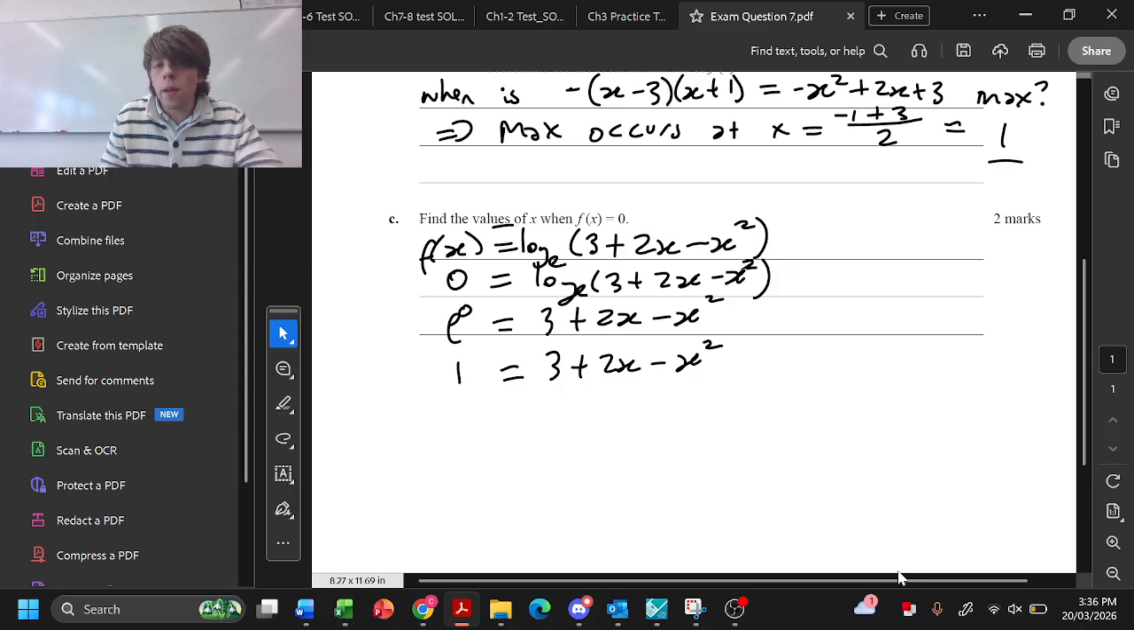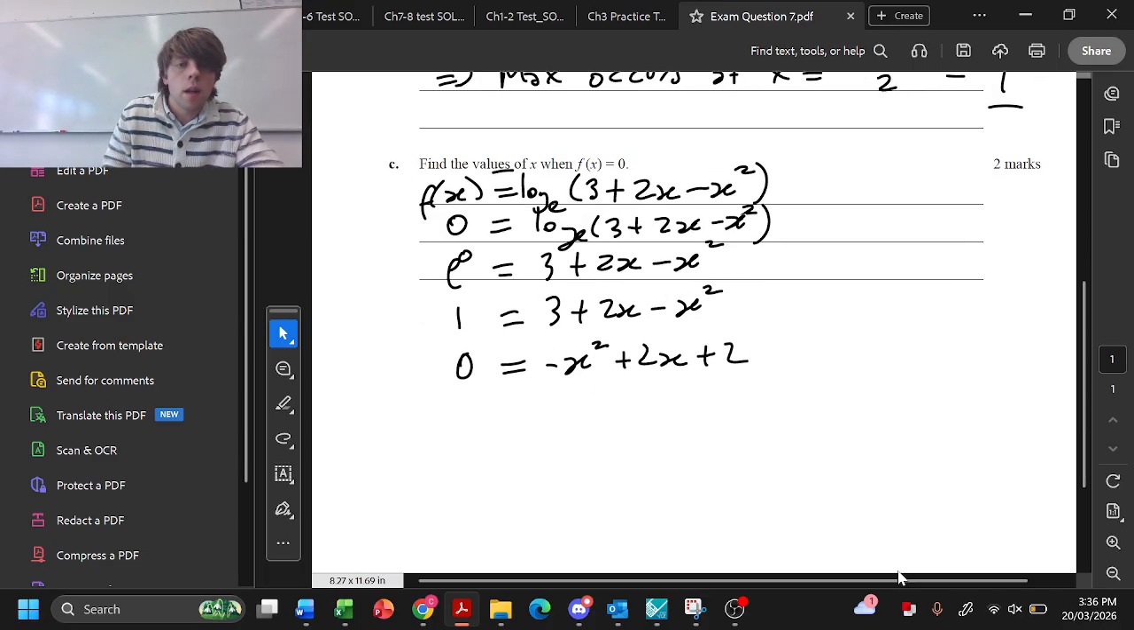I'm going to bring everything over to, well, it doesn't really matter which side. I'll bring it all over to the right-hand side. I'm just going to minus 1 from both sides. That gives me 0 equals negative x squared plus 2x plus 2, okay?